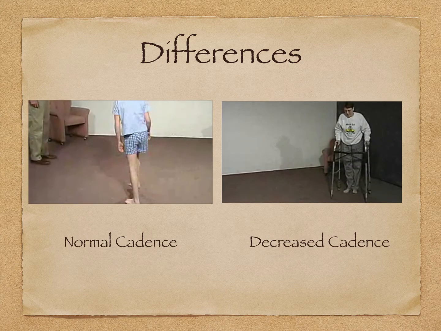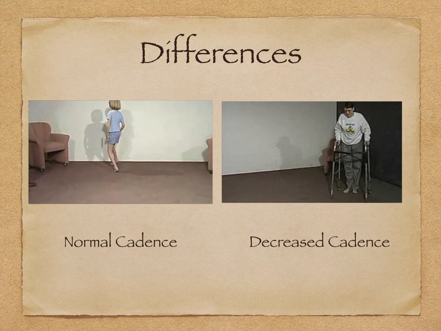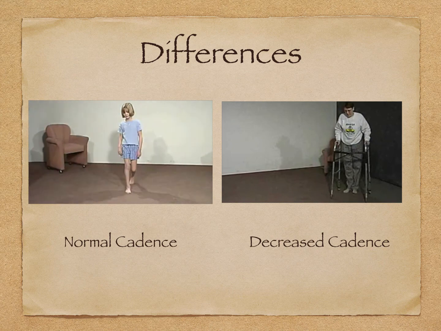And even more differences that we noticed between the two subjects. For subject number 8, we saw that she had a normal cadence, and subject 14 had a significantly decreased cadence. Subject 8's cadence we estimated at around 120 steps per minute. And by estimated, I mean we calculated. And for subject 14, we calculated her cadence to be 86 steps per minute, which is significantly decreased. And here's the video of normal cadence for our younger subject, subject 8.